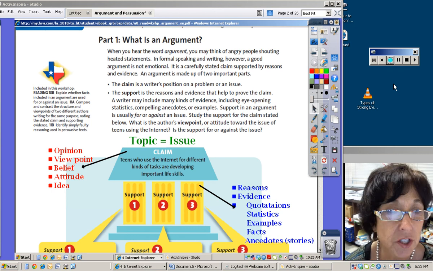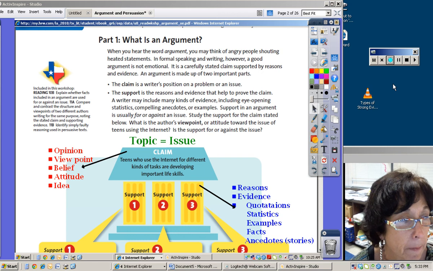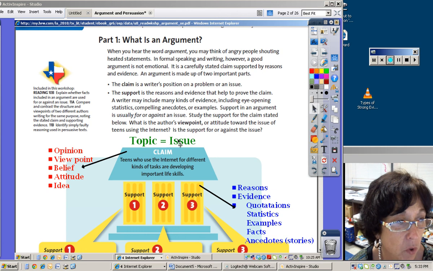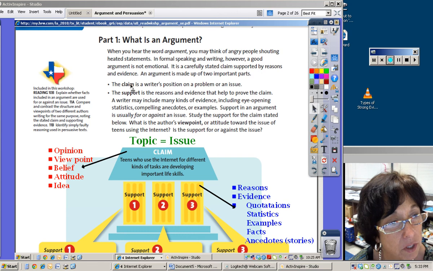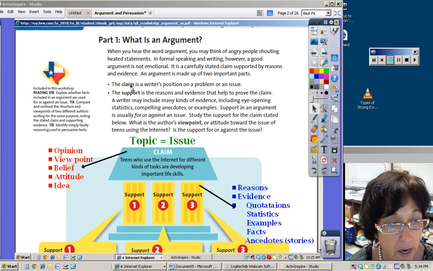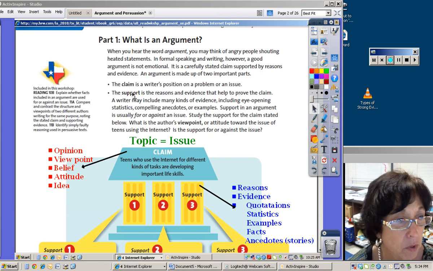Okay, so just to recap, you have an argument which is made up of the topic that the person wants to talk about. The writer has a claim they want to make on the topic, and they back their claim up with support. And so that is basically what argument is.